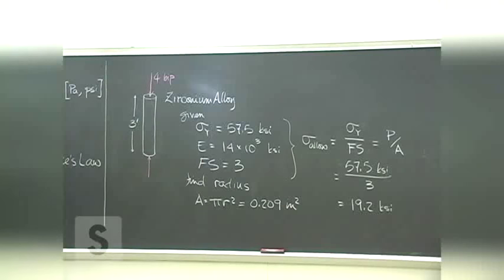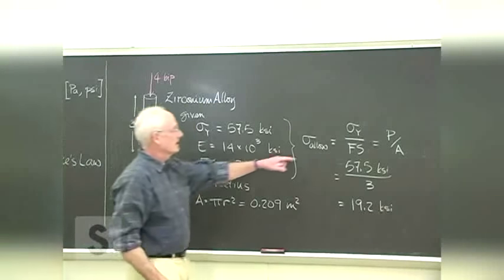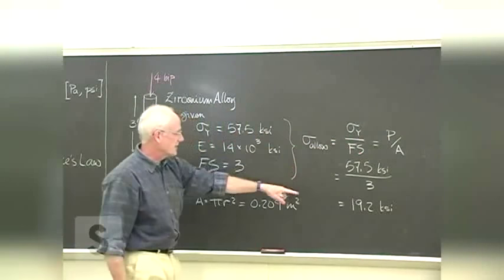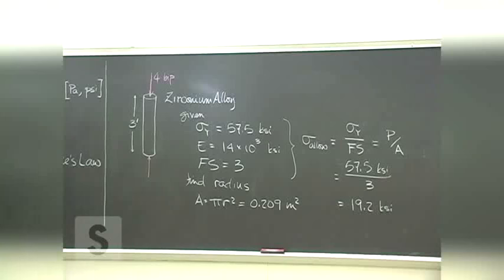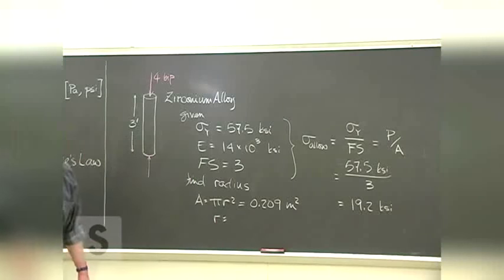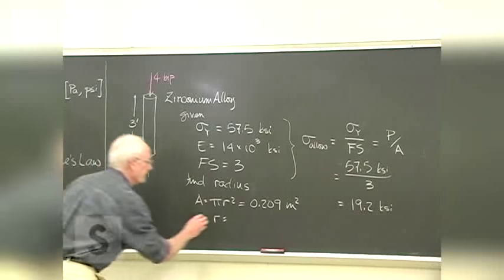Something like 0.209 for the area. That's just the load of 4 kips and the allowable stress of 19.2. And then you should get a radius of... I had 0.257.